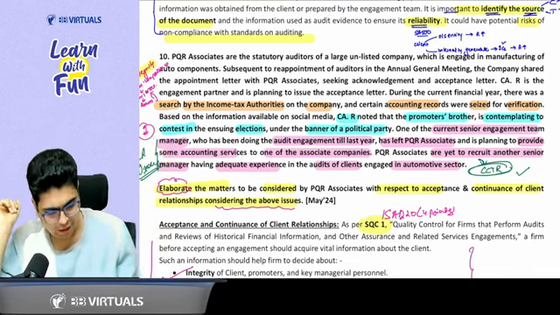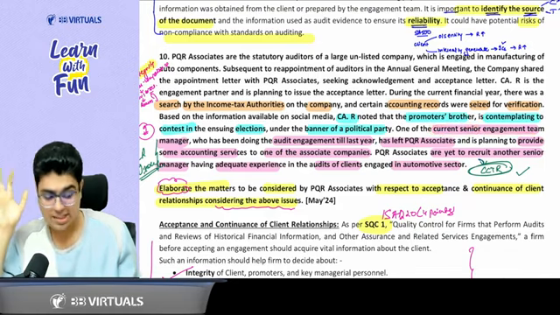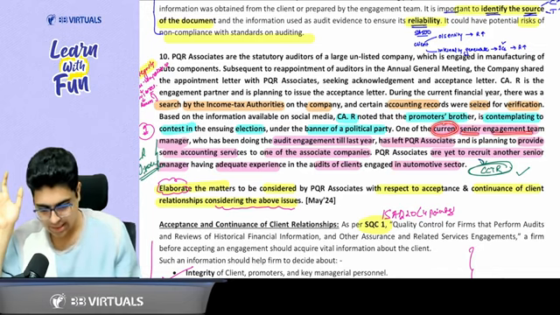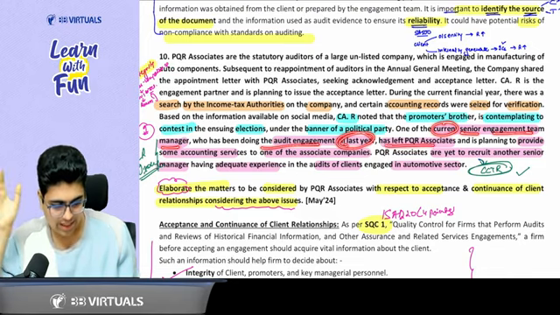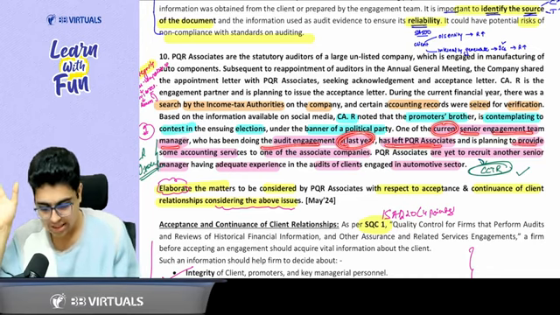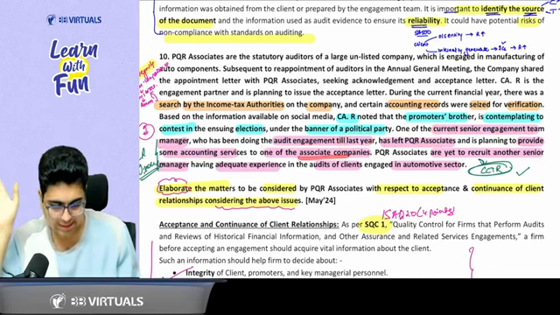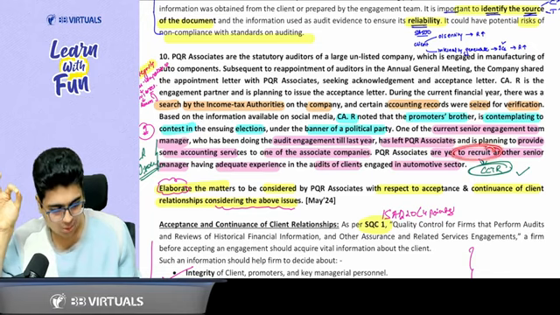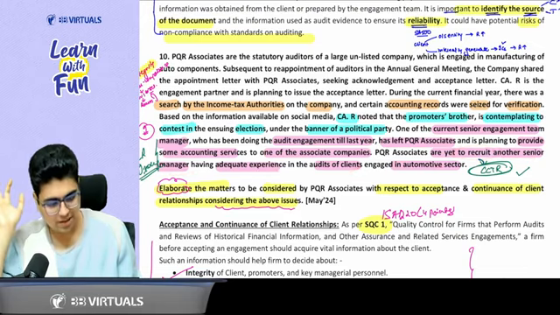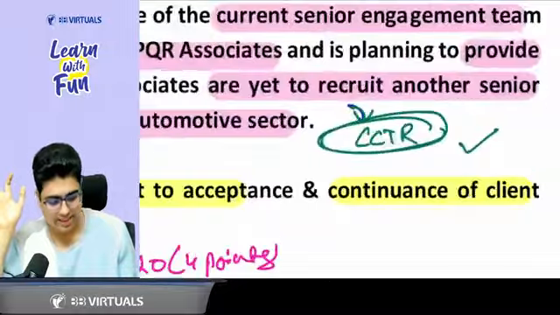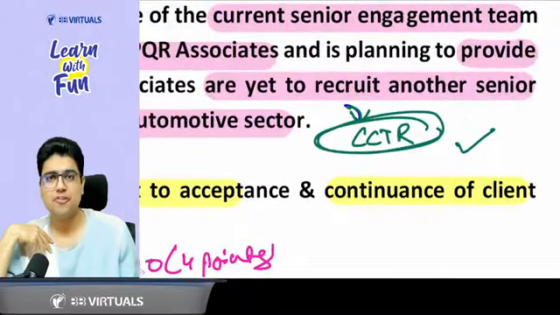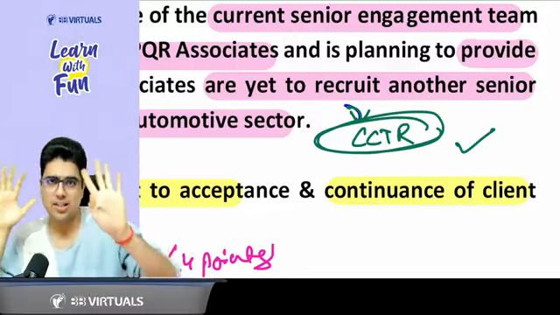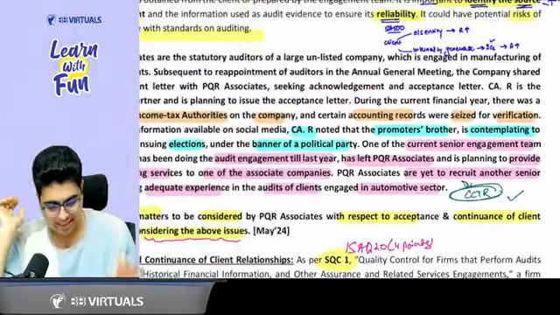Next point, one of the current senior engagement team managers who was doing the audit till the last year has left the firm. He has left the audit firm and he will provide accounting services to one of the associate companies of the client. We are yet to recruit another senior manager who has the experience in auditing the clients of automotive sector. Tell me one thing, when your person leaves, it is impacting CCTR. It is impacting your firm's CCTR, that is competence, capability, time and resources. Easy, sir. Plus, sir, tell me one more thing.